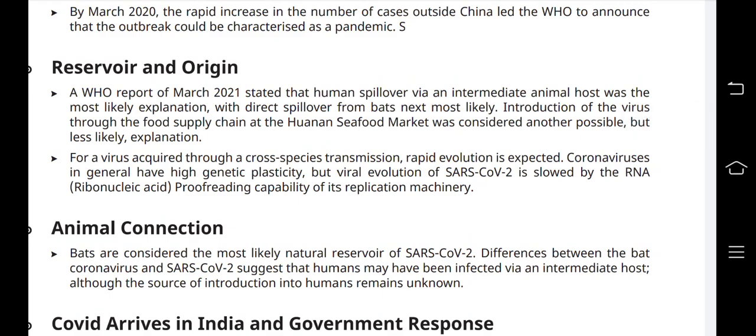Reservoir and origin. A WHO report of March 2021 stated that human spillover via an intermediate animal host was the most likely explanation, with direct spillover from bats next most likely. Introduction of the virus through the food supply chain at the human seafood market was considered another possible but less likely explanation. For a virus acquired through cross-species transmission, rapid evolution is expected. Coronaviruses in general have high genetic plasticity, but viral evolution of SARS-CoV-2 is slowed by the RNA (ribonucleic acid) proofreading capability of its replication machinery.